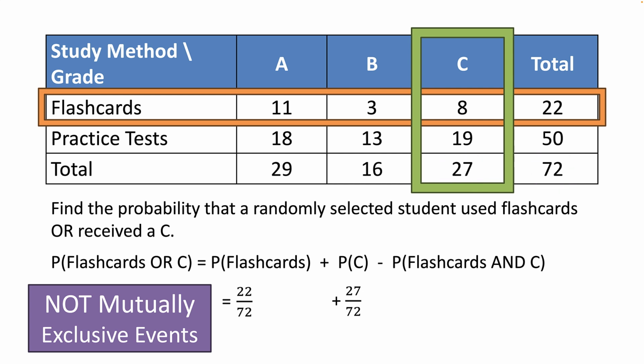Now let's find the probability that the student uses flashcards and earned a C. From our table, we see that there are 8 students that fall into this category out of 72 total. So we will finish this problem by subtracting 8 out of 72. Essentially, these 8 students were counted twice. They were first counted because they're part of the 22 students who used flashcards, and they were counted a second time because they're part of the 27 students who earned a C. So we subtract out 8 out of 72 to offset our double count with the 2 probabilities we found earlier.